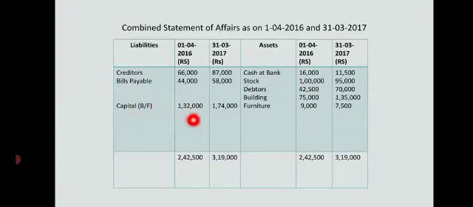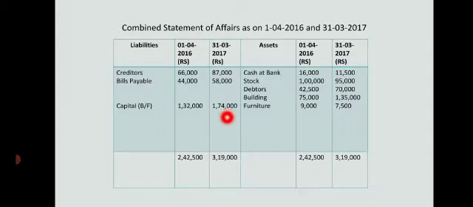Same way close the amount column, 31st 3 2017. Here also asset side the total is more, it is 3,19,000. Deduct 87,000 and 58,000 from 3,19,000, and your answer is closing capital is 1,74,000. So write 3,19,000 both the sides. Your opening capital is 1,32,000 and your closing capital is 1,74,000.